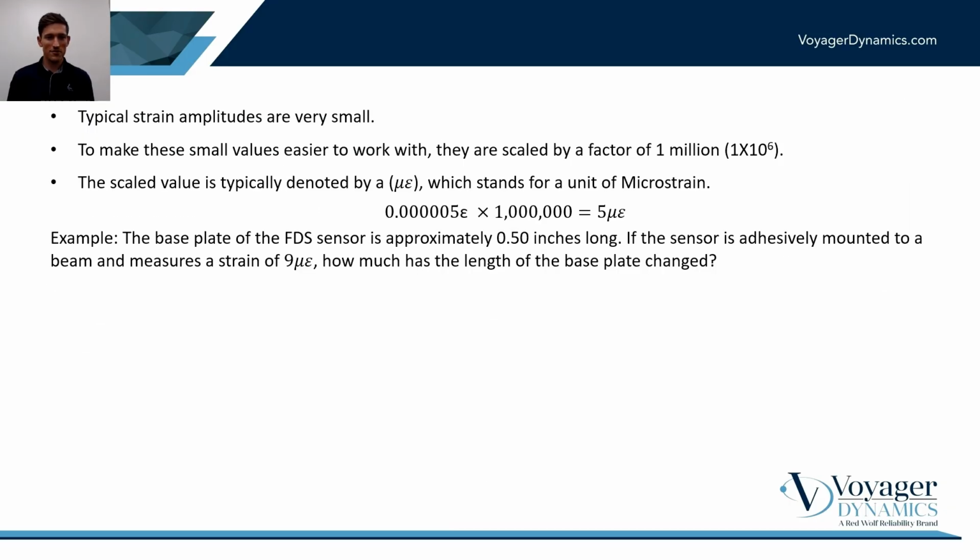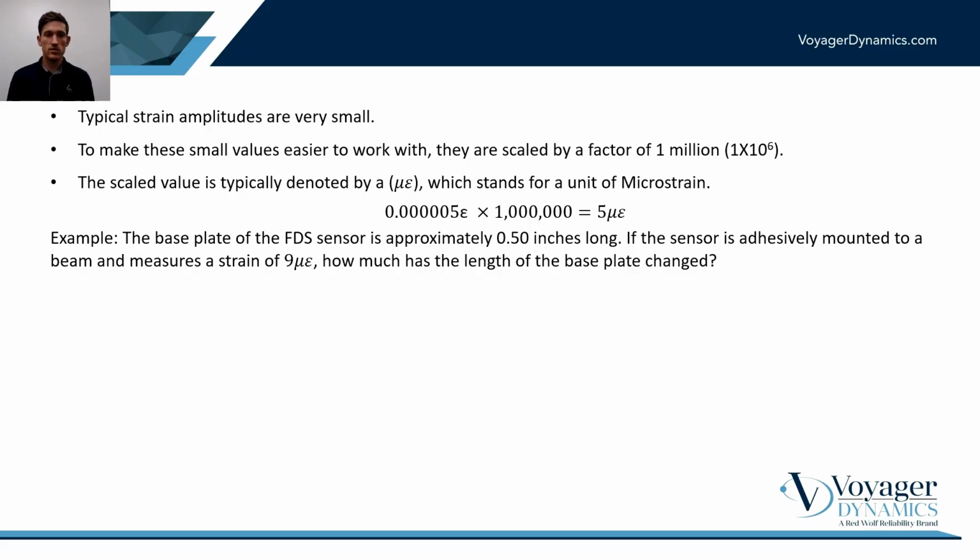In the first couple videos in this series, we talked about how to calculate strain and what strain conceptually is. But the amplitudes or magnitudes of those strains that we calculated in the previous videos were really large compared to what you may actually see in the real world. In general, strain amplitudes are very, very small. For example, on a hydrodynamic bearing, it's typical that you may see an amplitude of 5 millionths of a strain. Given how small these amplitudes are, it's very difficult to work with these numbers.